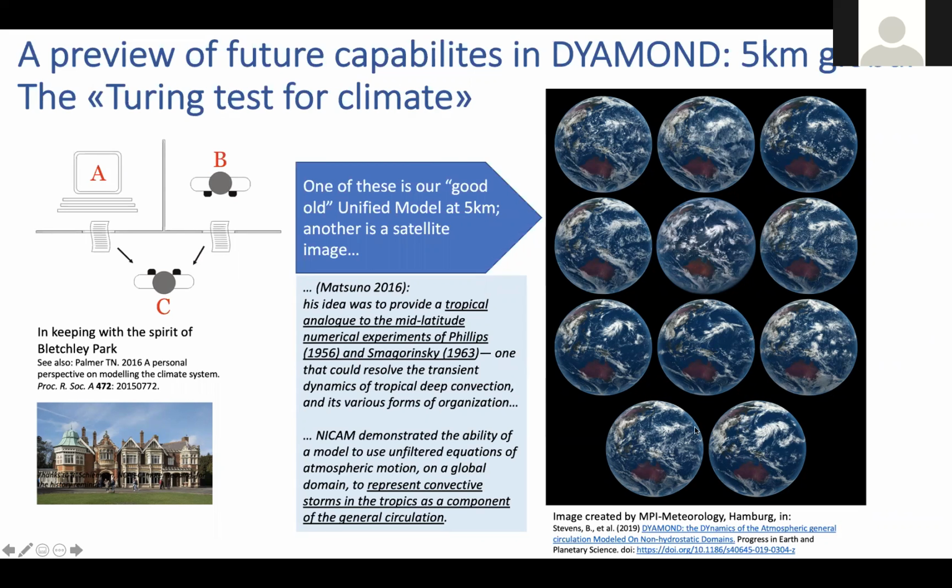One of these is a satellite image. So these are rendered clouds. And the idea is that in a Turing test, we wouldn't be able to tell which one is a model and which one is a satellite image. The notion here is to follow for the next generation the ideas that were expressed by Matsuno, with tropical weather being the next frontier in a credible climate simulation.